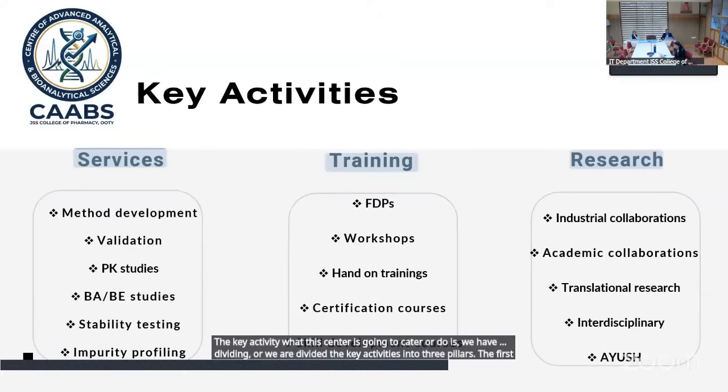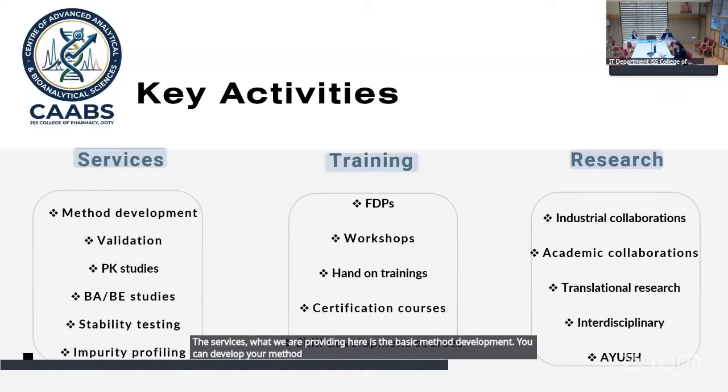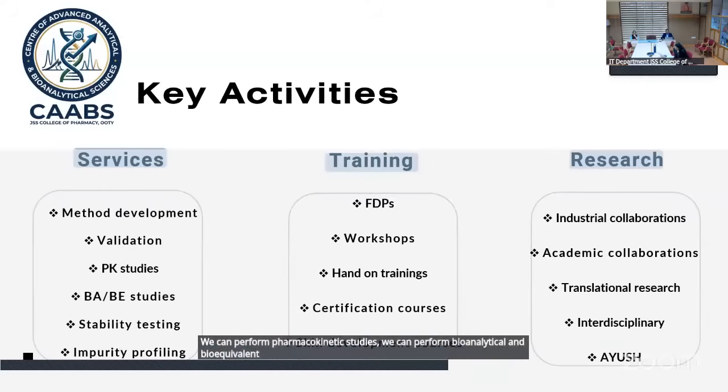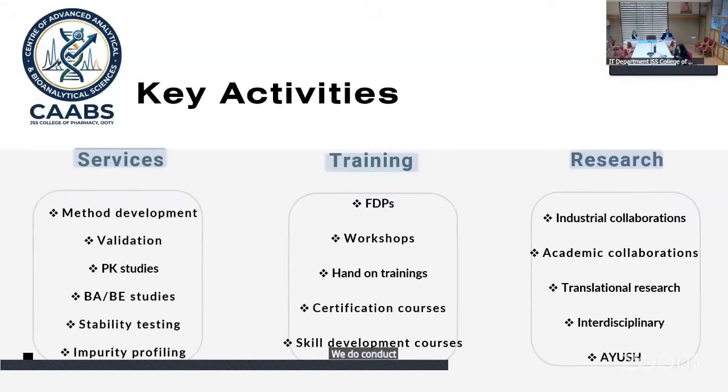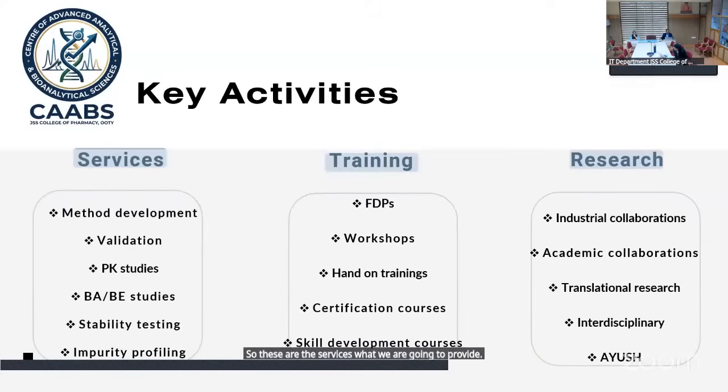The first pillar is service oriented. The services we are providing here are basic method development. You can develop your method right from a basic UV visible spectrophotometer to high-end LCMSMS. You can validate your method. We can perform pharmacokinetic studies. We can perform bioanalytical and bioequivalence studies along with stability or forced degradation studies. We do conduct impurity profiling and characterization. We are ready to go even with analytical QbD methods along with greenness techniques also. So these are the services we are going to provide under this particular pillar.